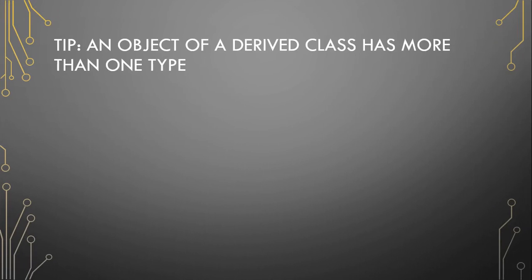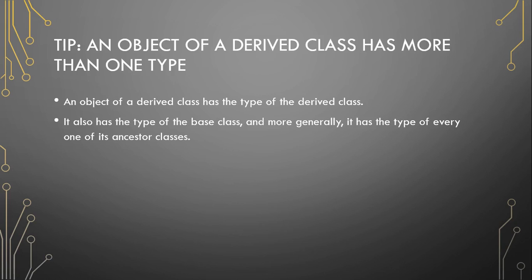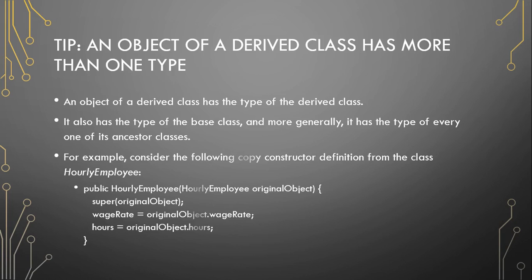Alright, a quick tip for you. An object of a derived class is more than one type. So, an object of the derived class has the type of the derived class. It also has the type of the base class, and more generally, it has the type of every one of its ancestor classes. So, for example, when we looked at HourlyEmployee, remember that it is a derived class of Employee, so it is both of the type HourlyEmployee and of the type Employee.